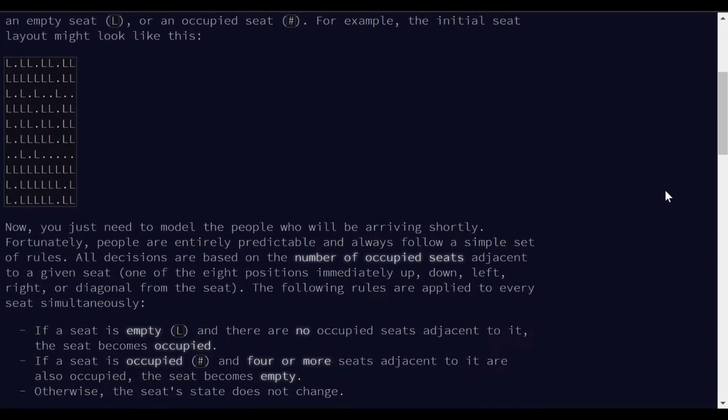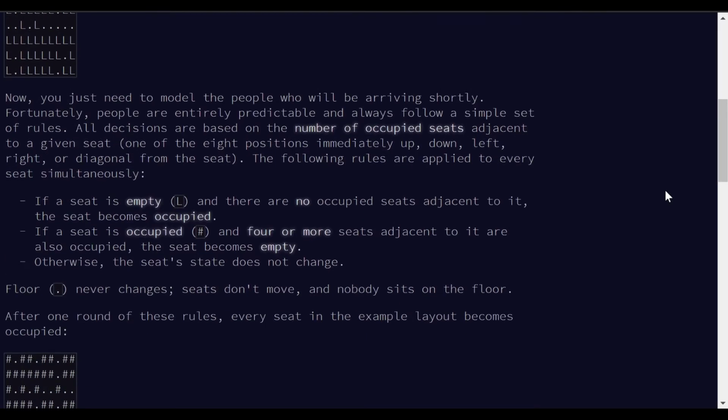Sure. Now, you just need to model the people who will be arriving shortly. Fortunately, people are entirely predictable and always follow a simple set of rules. All decisions are based on the number of occupied seats adjacent to a given seat in one of the 8 nearby positions. The following rules are applied to every seat simultaneously. If a seat is empty and there are no occupied seats adjacent, then it becomes occupied. If it's occupied and 4 or more seats adjacent to it are also occupied, it becomes empty. Otherwise, the seat state does not change.